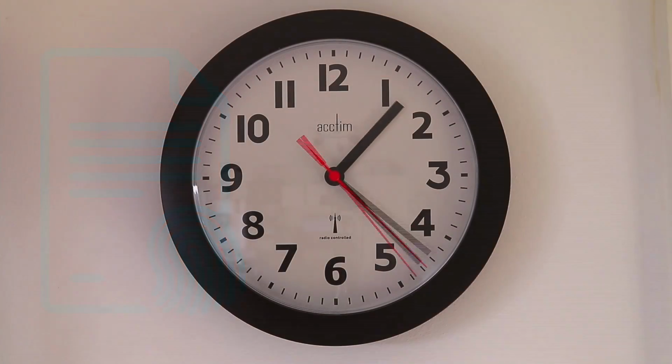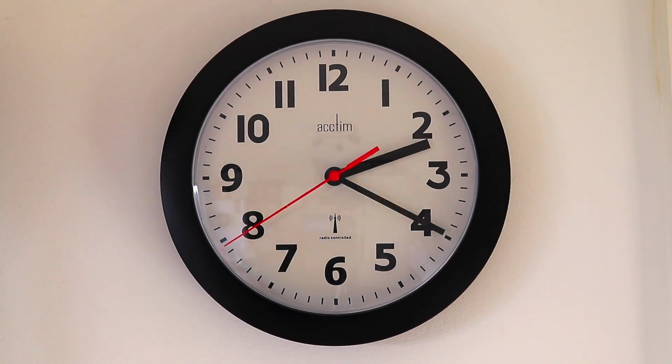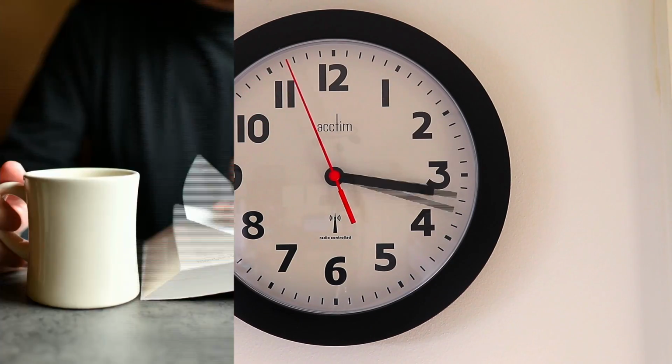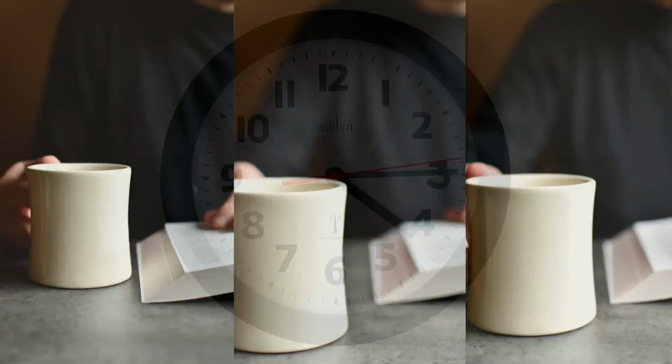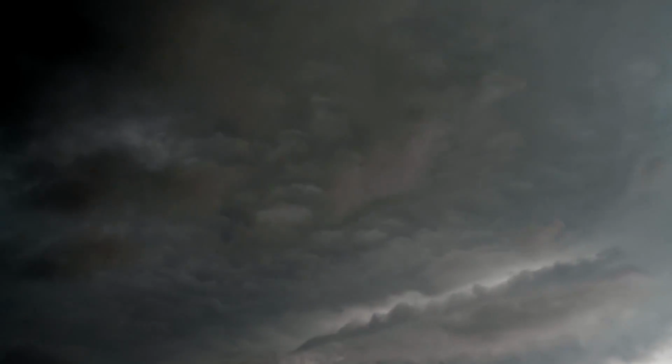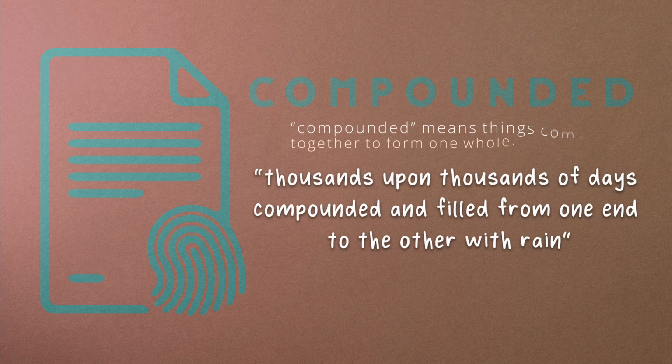We can imagine that when there is a routine, we do the same things over and over and over again. Each day feels the same. So the days come together and they feel like one day. We can guess that compounded means things come together to form one whole. All these days feel like one day because they're all the same.